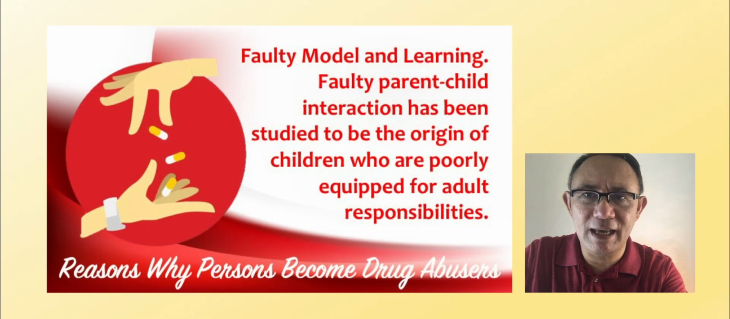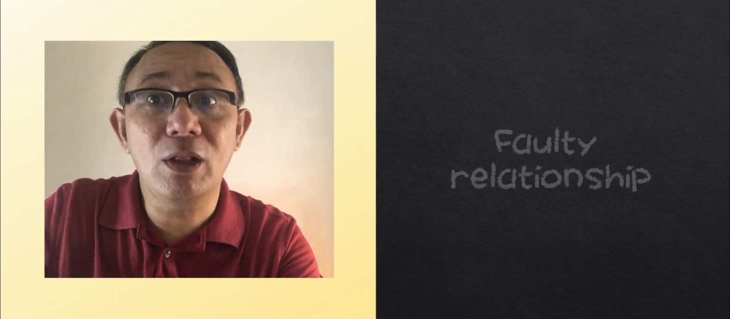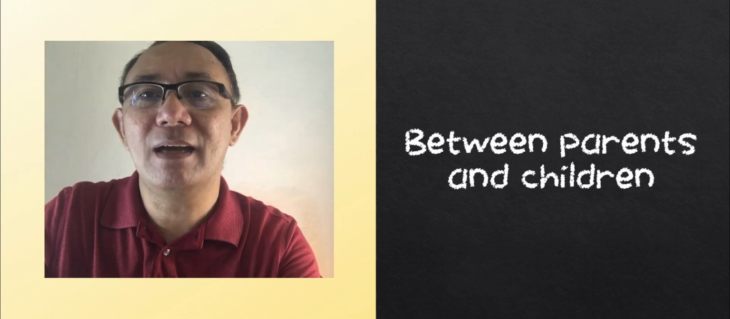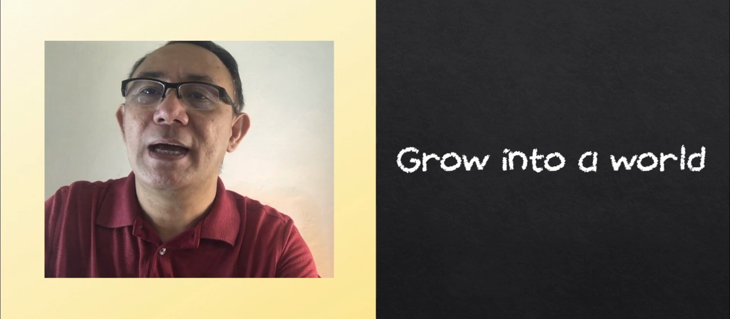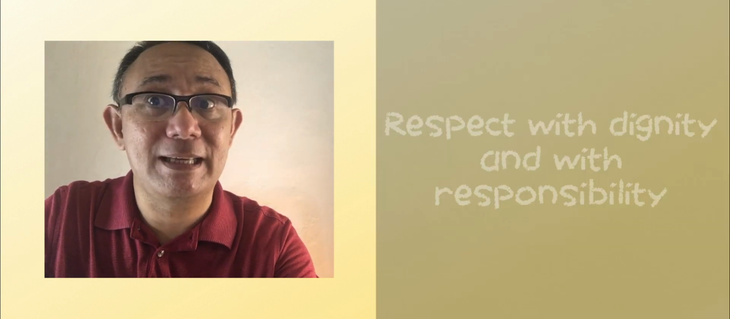Then, faulty modeling and learning. Faulty parent and child interaction has been studied as the origin of children who are poorly equipped for adult responsibilities. There are those children who are growing up irresponsibly. They're carrying a lot of irresponsibilities, and this is traced down to such a faulty relationship between parents and children. So hopefully then, parents get to guide their children in their responsibilities for them to grow into a world of respect, of dignity, and really of responsibility.